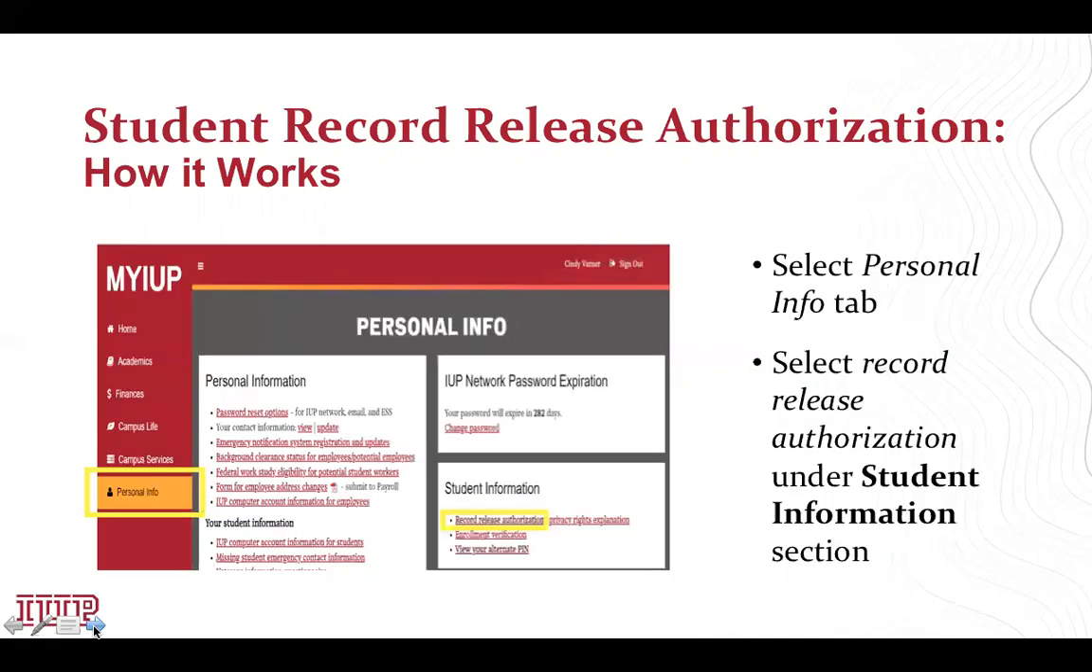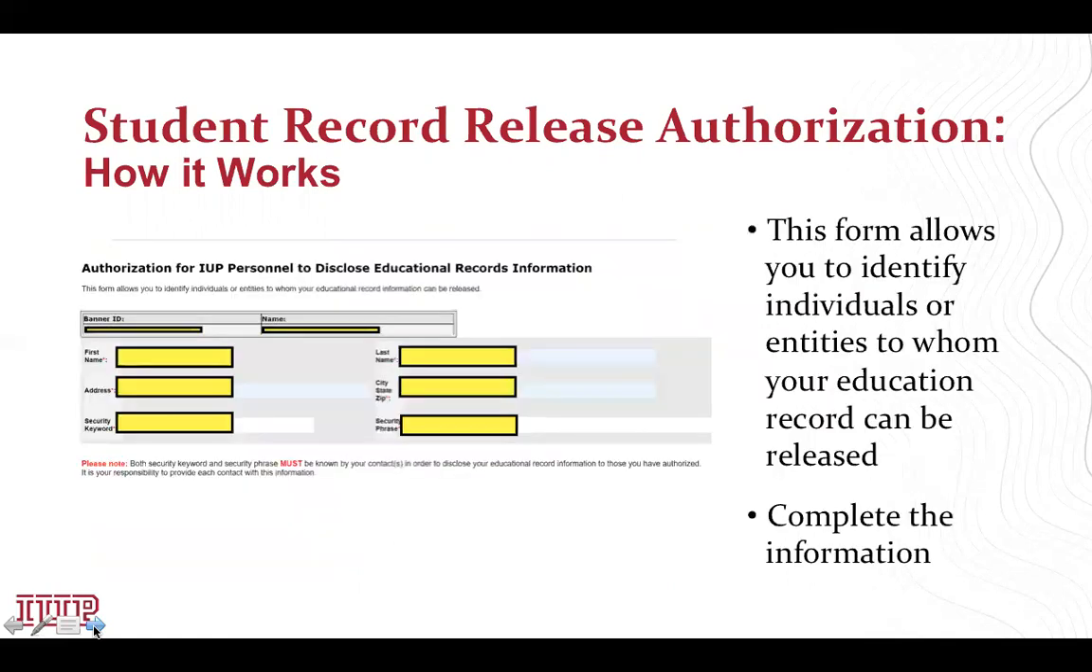The authorization process is simple to set up. First, the student accesses the personal information section in their My IUP account. Under Student Information, select Record Release Authorization. The student then identifies the person by name and address that they wish to give access. The student establishes a keyword and security phrase. For example, my favorite day of the week could be the security phrase, and Friday could be the keyword. The student then shares this information with the person they wish to give access.